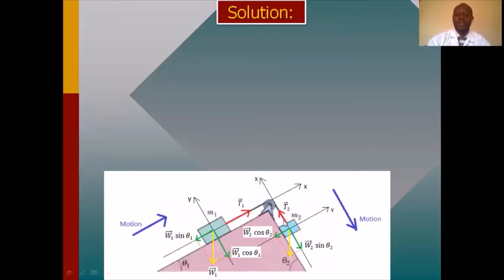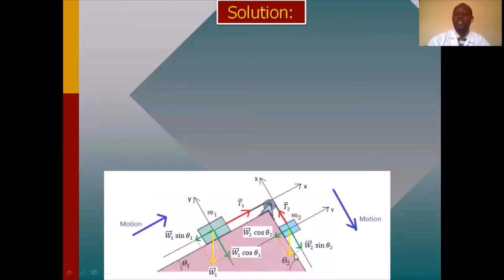On the second mass, it is also the same. We have weight 2. The weight 2 is also perpendicular to the horizontal. As the mass is increased, the weight will stay in the same position, will not be increased. But we will have the two components of the weight 2.